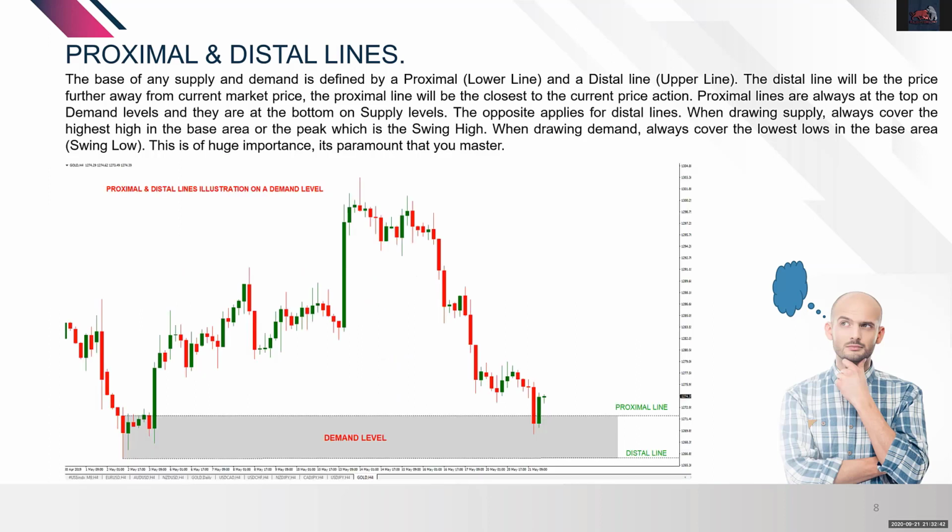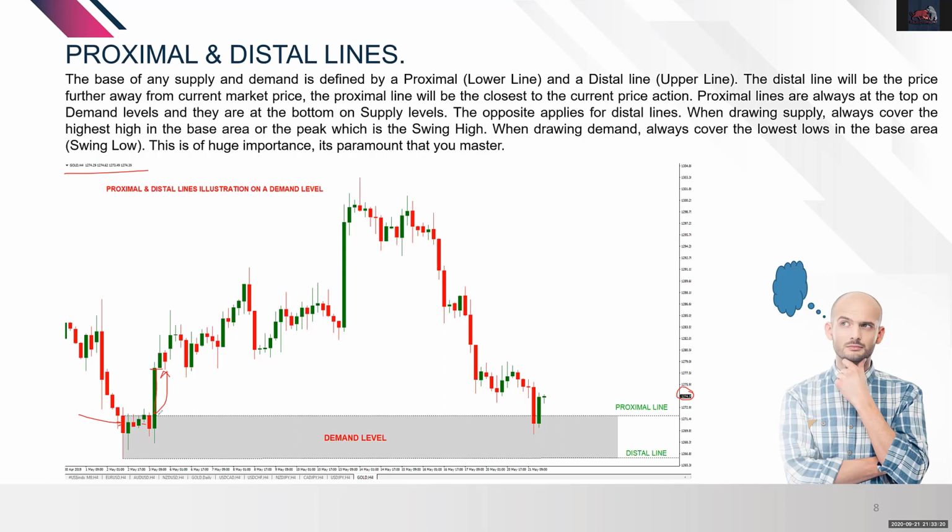So for a demand, proximal and distal lines illustration on a demand. We've got our price at 12.74. This is gold. So we've got a demand area here. You see, this is our last down candle. Of course, we've got this other down candle here, but it doesn't close below this one. So that makes the previous candle our last down close candle. Then we've got this one that massively moves away, the green candle here.